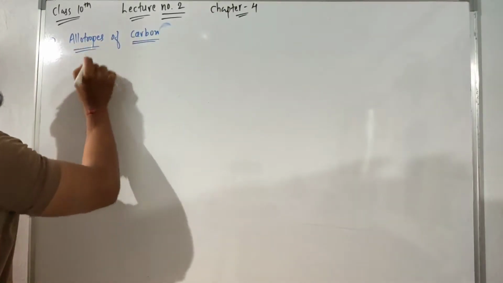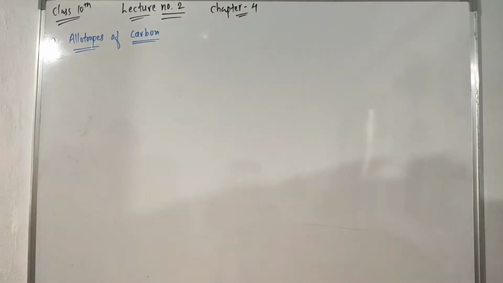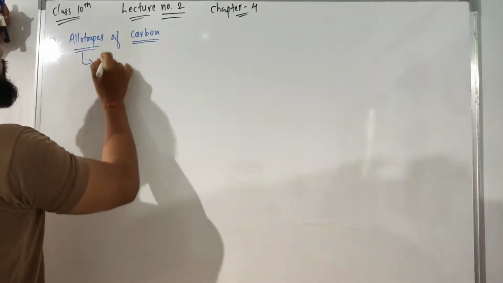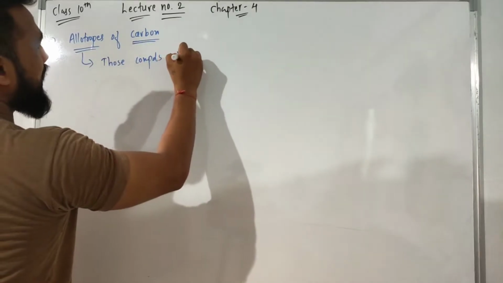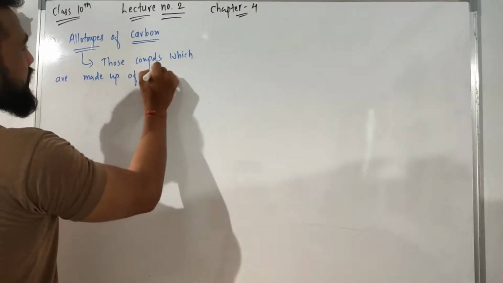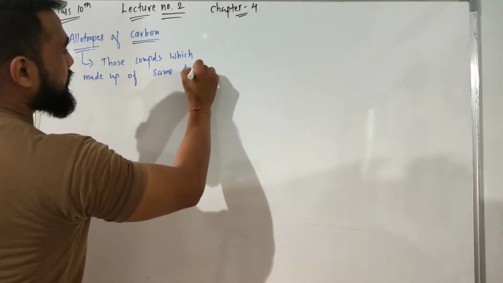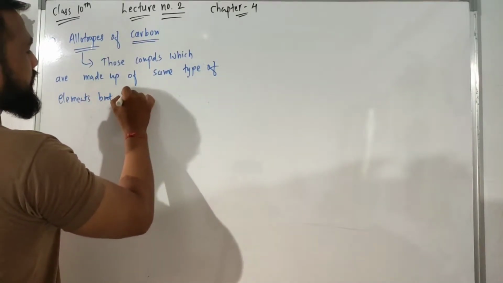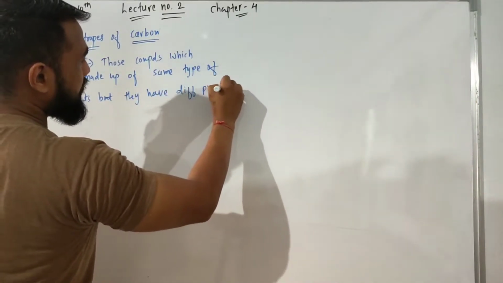Now what are allotropes? Allotropes किसे बोलते हैं, क्या लगता है? Allotropes are those compounds which are made up of the same element or the same type of element, but they have different properties.